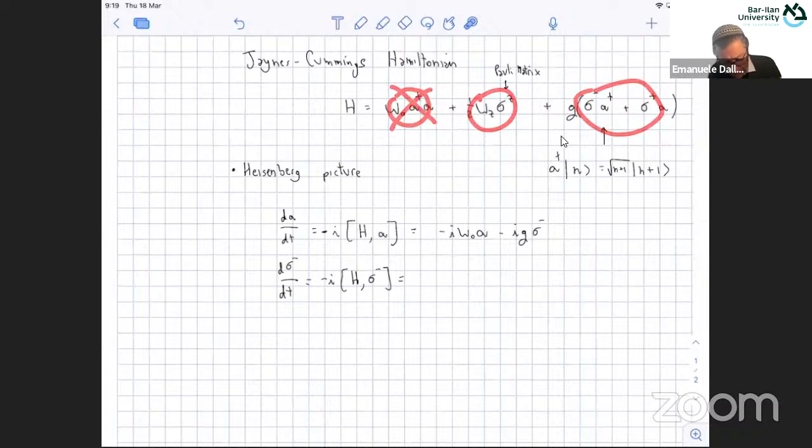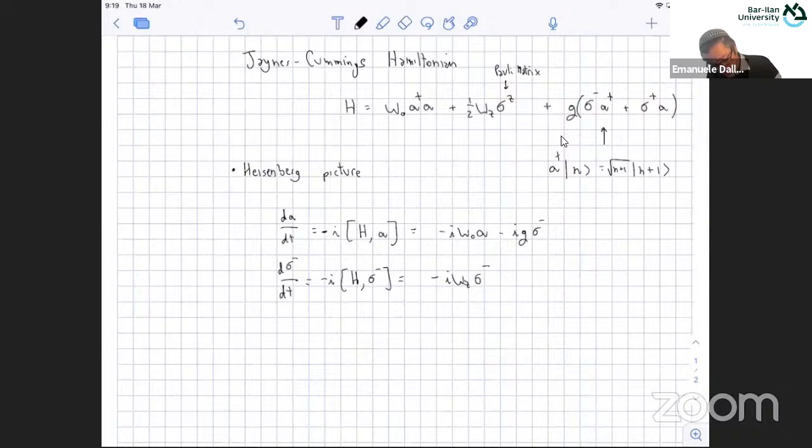So this term doesn't matter. This term is a sigma z comma sigma minus. Sigma z comma sigma minus is actually sigma minus. So what comes out from here is something like minus i omega z sigma minus. So it's very similar to the cavity. And then there is plus i G, okay, times what? Times the commutator between sigma minus and sigma plus.